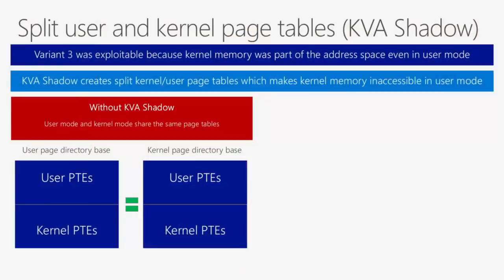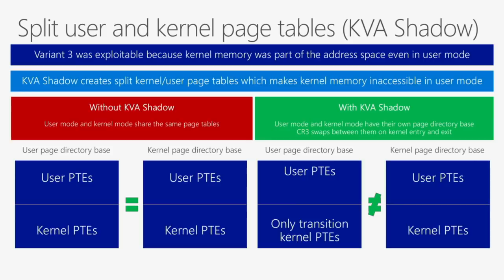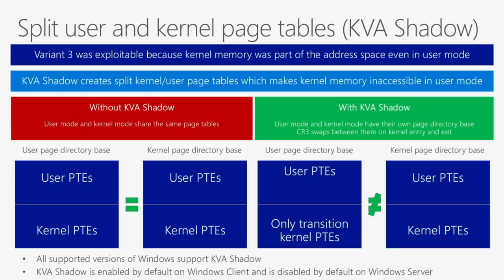The next thing we have is KVA shadow. This applies specifically to variant 3. Previously, in user mode execution, we had the kernel page table entries mapped, but just marked as inaccessible. What we do with KVA shadow is, when transitioning between them, we ensure that user mode execution never has the kernel page table entries mapped. And what this means is that speculative execution in user mode will not be able to read kernel memory because it's not physically present. All supported versions of Windows client make use of this.